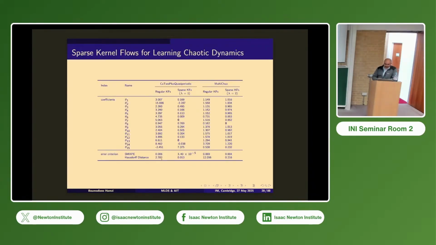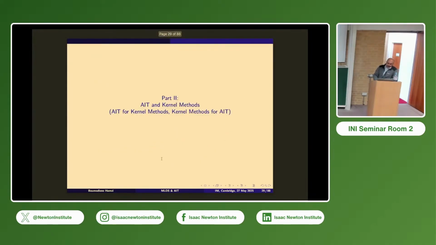We had a statistical analysis for the whole database, and consistently we are getting better results when we are dealing with sparse kernel flows to learn chaotic systems. You can look at the corresponding papers. Now we want to see how this method, and also the problem of learning kernels from data, can be reformulated using AIT.